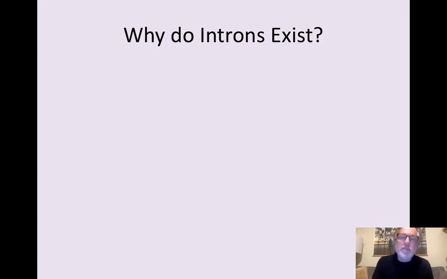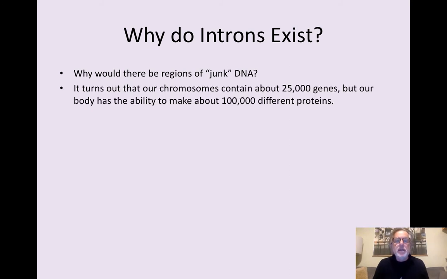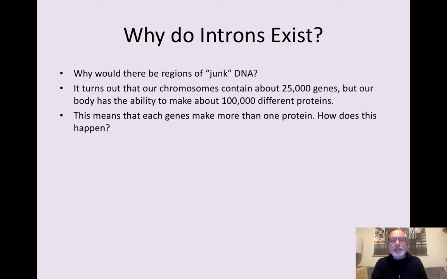At this point, you're probably asking, why the heck do introns exist? And that's a fantastic question. Why would there be regions of so-called junk DNA within a gene? It turns out that our chromosome contains about 25,000 genes, but our body itself has the ability to make about 100,000 different proteins. So as you can see, that means that on average, each gene must be able to make 4 different proteins. So how does this happen?